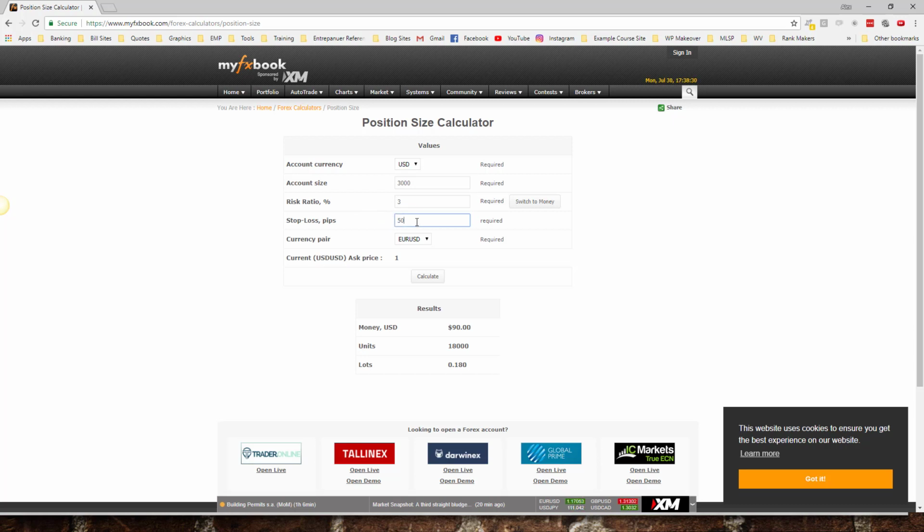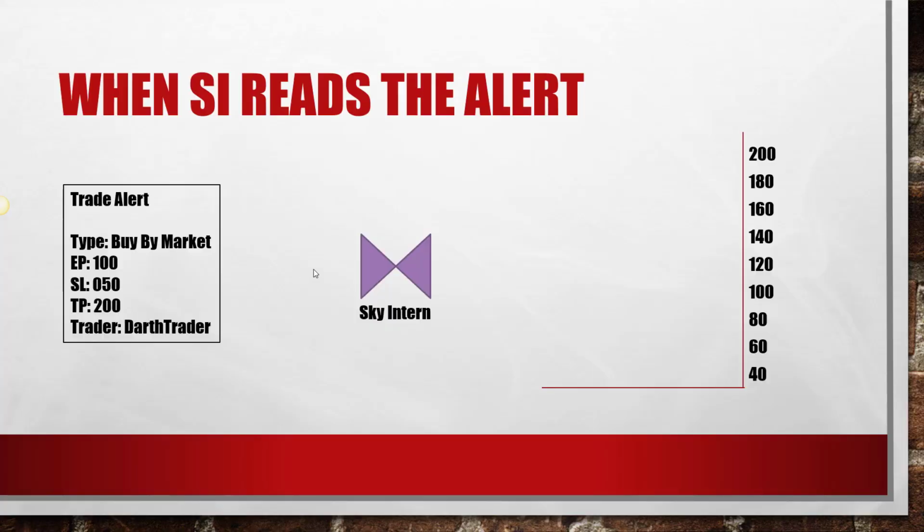And again, if we were to do this manually, we're going to say whatever the stop loss is. But right now, let's just say the stop loss for this pair is 50 pips. If we do calculate, it's going to say your lot size for that specific trade is going to be 0.18. So again, 3% of a $3,000 account with a 50 pip stop loss, my lot size for that one trade is going to be 0.18.